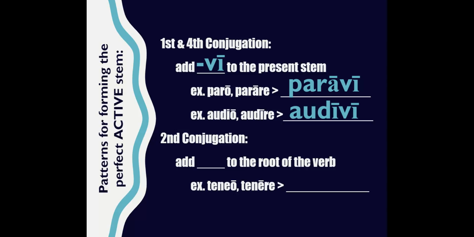Second conjugation has a different pattern where you add UI to the root of the verb, meaning that we remove the theme vowel and the RE to find the root of the verb. So teneo, tenere becomes ten plus ui. So it's going to be tenui.